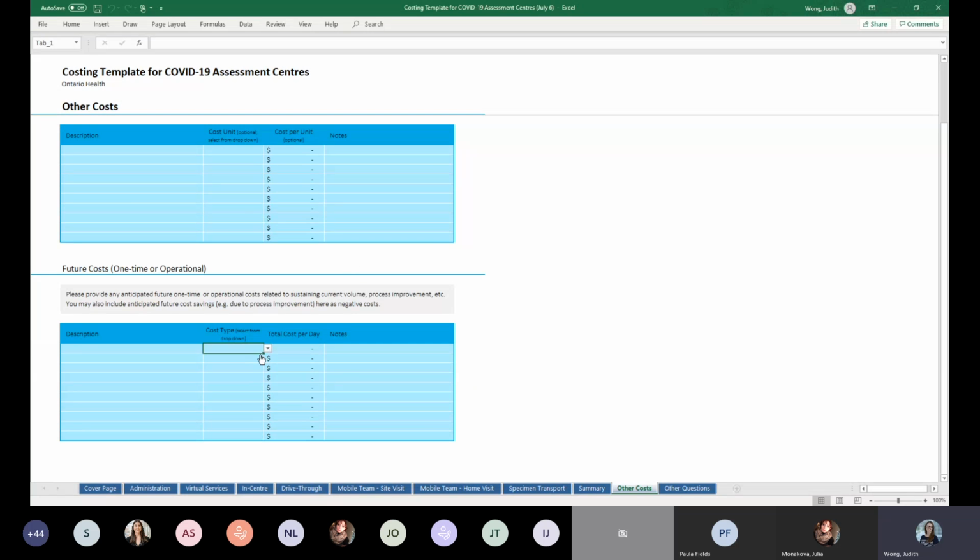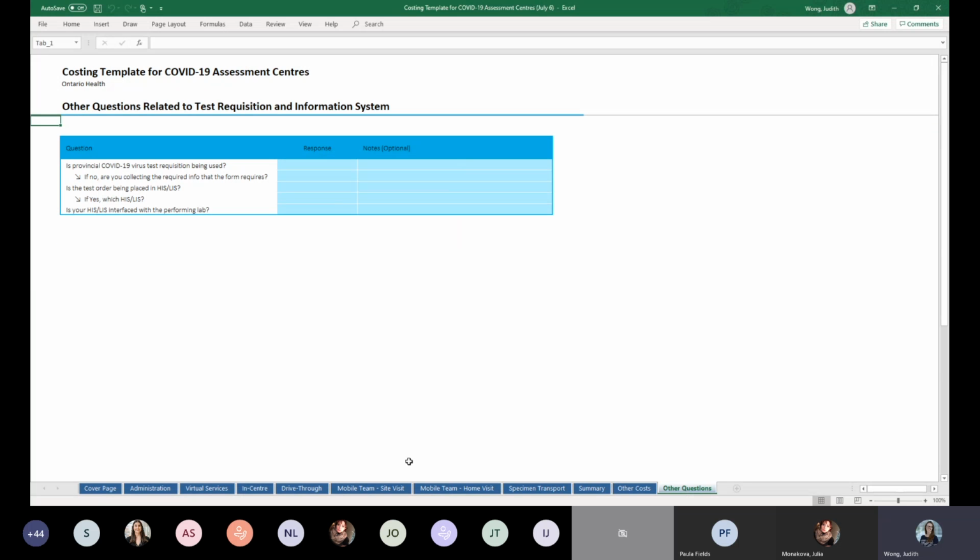These can be one-time or operational costs. And let us know some context here if you enter costs on this tab. So it could be anticipated future costs for sustaining your current model. If you're planning some sort of process improvement or innovation in your model, and there are some costs associated, you can include that here. If you're anticipating some cost savings because of this process improvement, you can enter that here as well and just put the cost as a negative cost.